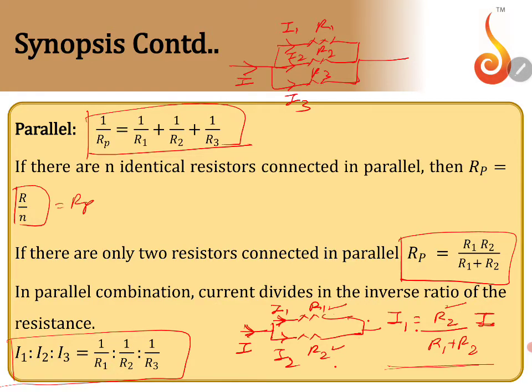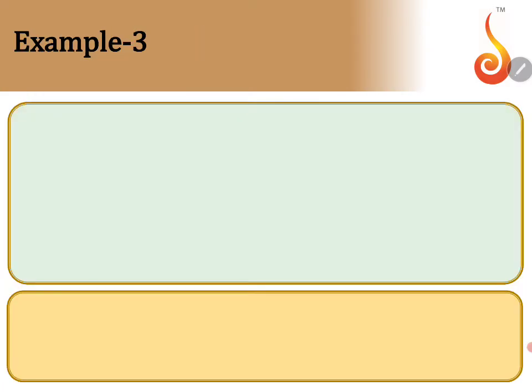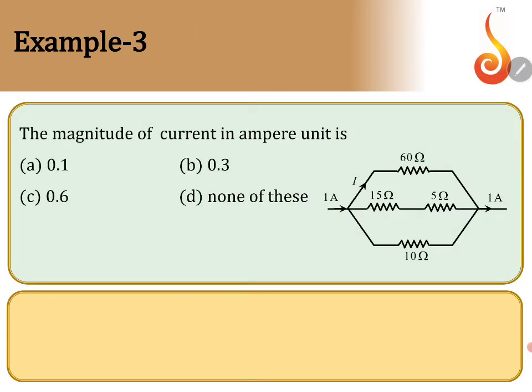This is very helpful for two resistors. Let us see some questions based on this. The magnitude of the current in ampere units is, so they are asking us what is the value of this particular current.